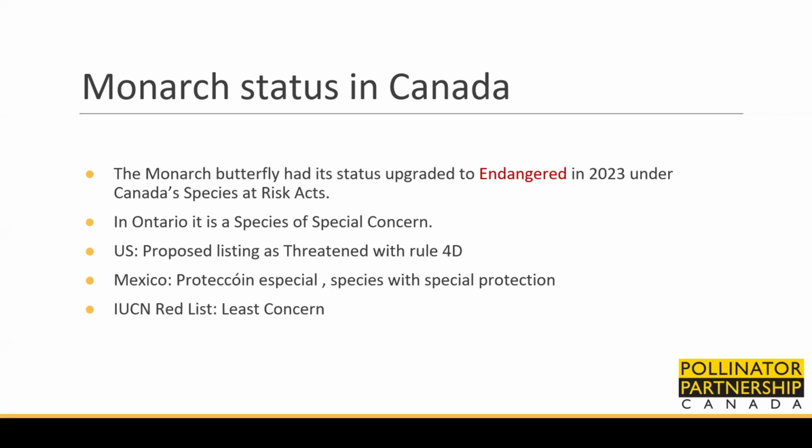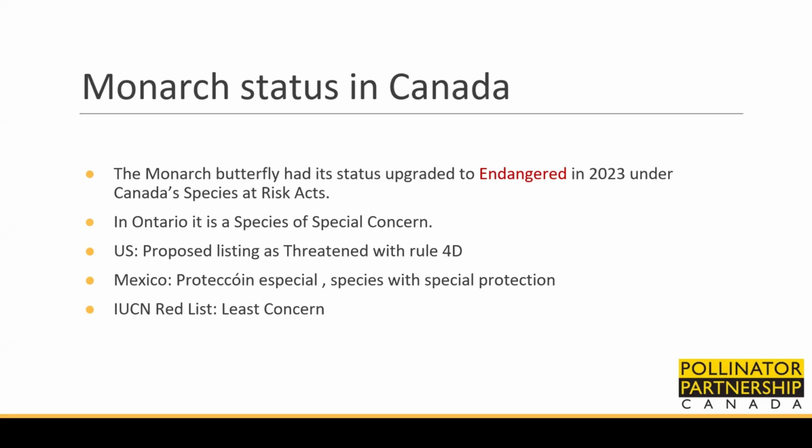Now let's consider the status of monarch butterflies in Canada. The monarch butterfly had its status upgraded to endangered in 2023 under Canada's Species at Risk Act. Endangered status provides legal protection and mandated action for the butterfly on federal lands. Actions on non-federal lands are not impacted by this designation. This means that the actions of individuals and groups are vital to supporting the monarch butterfly. In Ontario, the species is listed as of special concern.